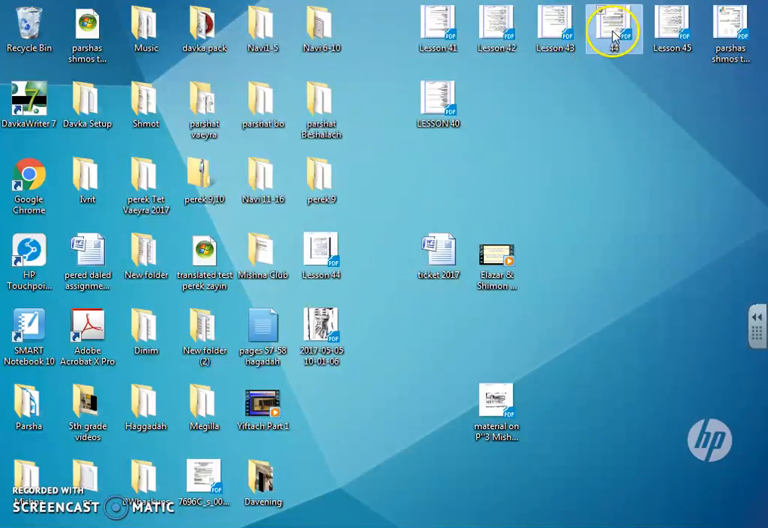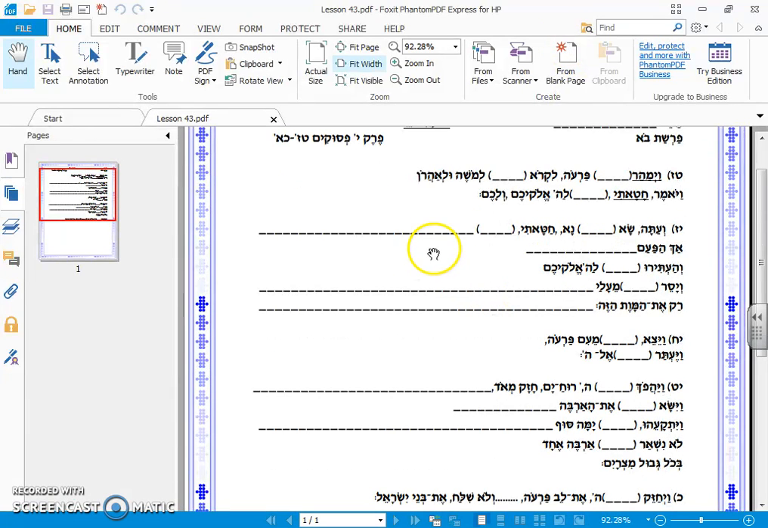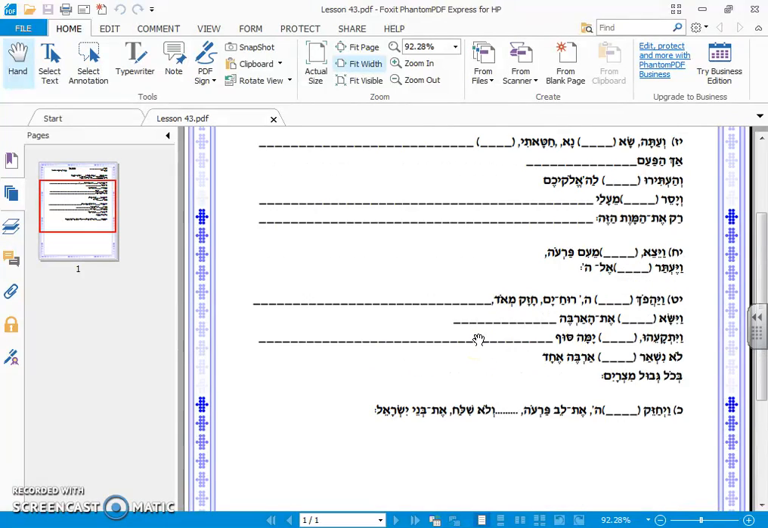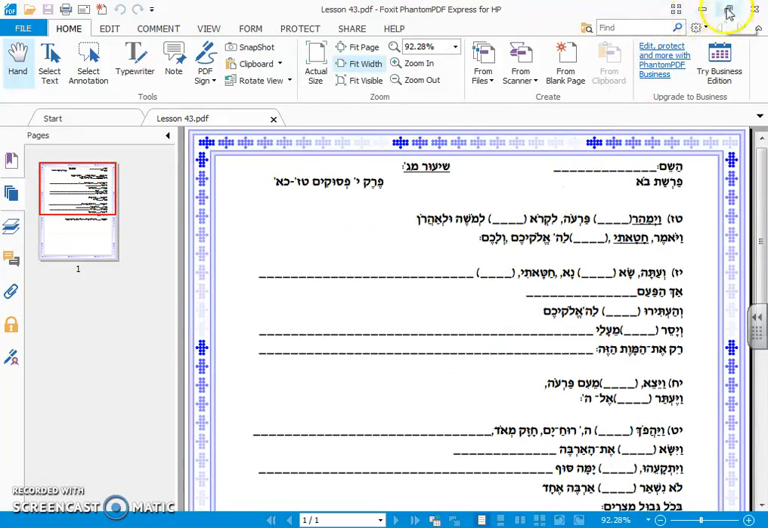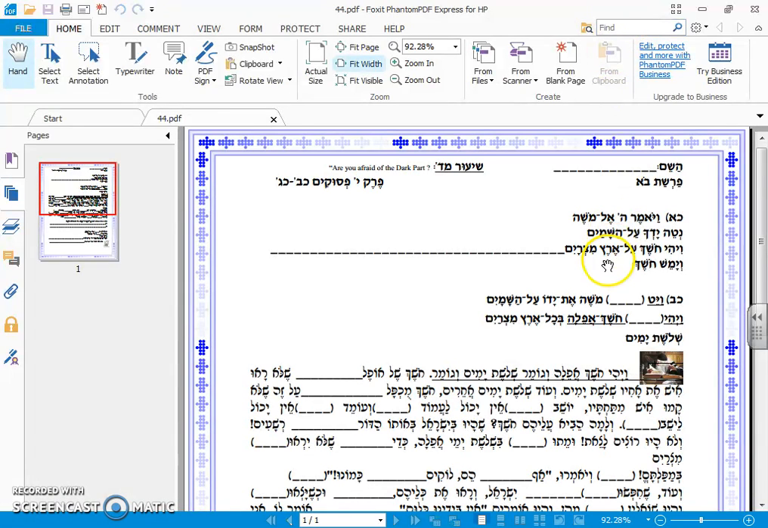Lesson 43 is translating only the lines, only the phrases that have the lines next to it. As you can see on this page, just those lines. And then we have lesson 44.